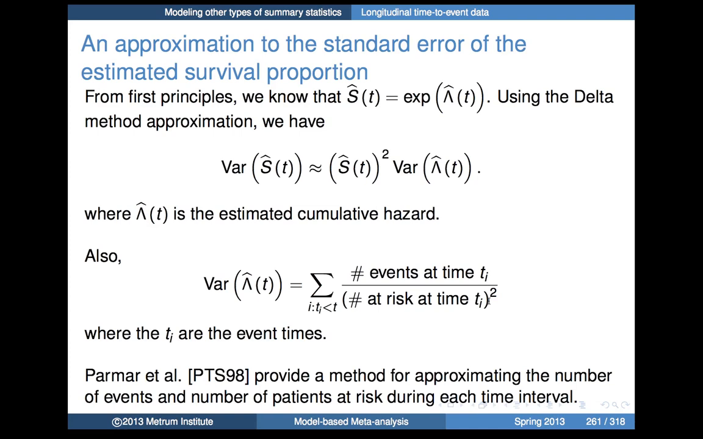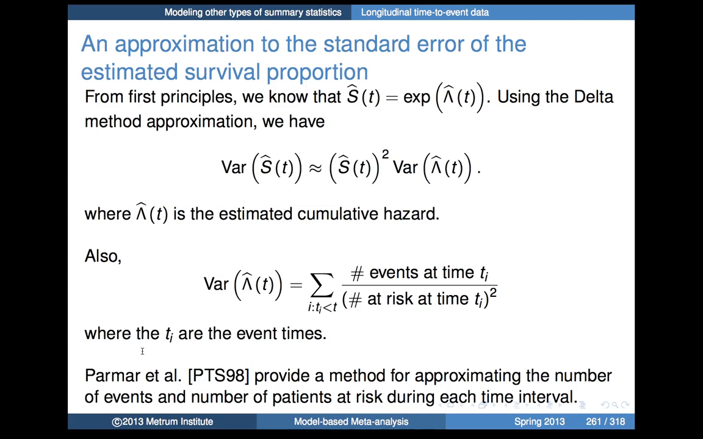And there are some methods provided to talk about how to approximate the number of patients at risk over any time interval in the paper by Parmar and colleagues. And actually, there's a paper that came out just recently, I can't remember if it was the end of 2012 or earlier this year, that also gives us a different approach, and I provide the reference later on in the lecture today.